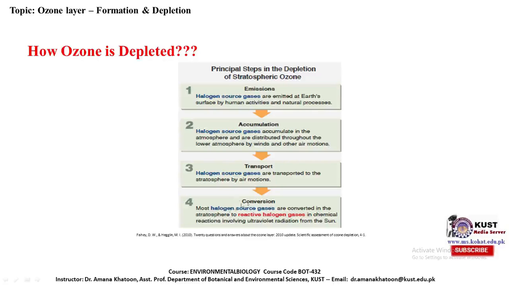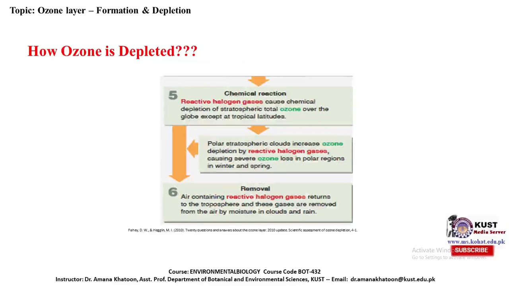then conversion. Most halogen source gases are converted in the stratosphere to reactive halogen gases in a chemical reaction involving ultraviolet radiation from the sun. We know the ultraviolet radiation is in high concentration in the stratosphere. The next step, the chemical reactions.